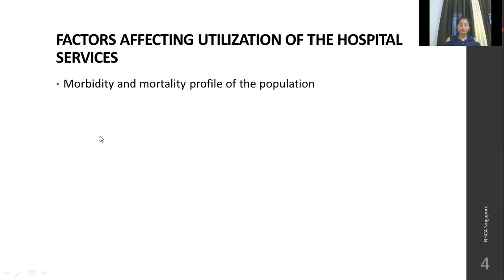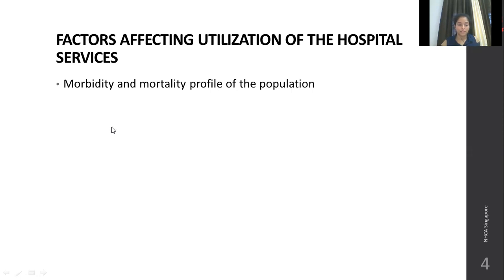Factors affecting the utilization of hospital services: morbidity and mortality profile of the population. What kind of population are you serving? If you're in a tropical environment, you have to serve a population based on the endemic rate of vector-borne diseases.